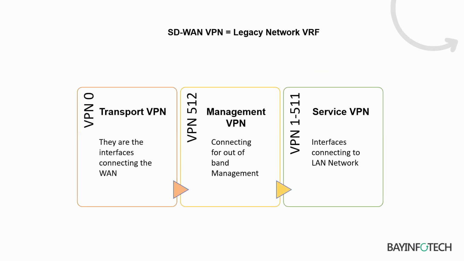Now, talking about the different kinds of VPNs, right? We have three kinds, which is VPN 0, VPN 512, and VPN 1 to 511. VPN 0 is referred to as the transport VPN. They are nothing but the interfaces connecting the WAN. The management VPN is for out-of-band management of devices or your controllers. And VPN 1 to 511 are referred to as service VPNs, which are interfaces connecting to the LAN network.